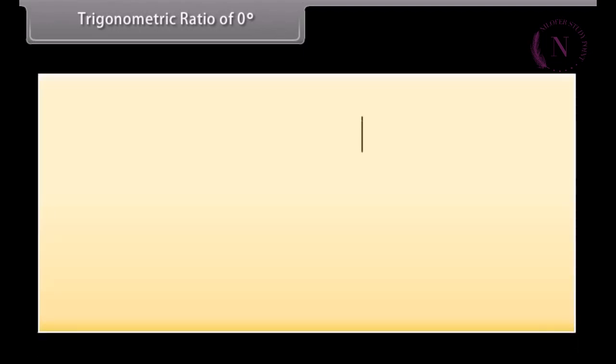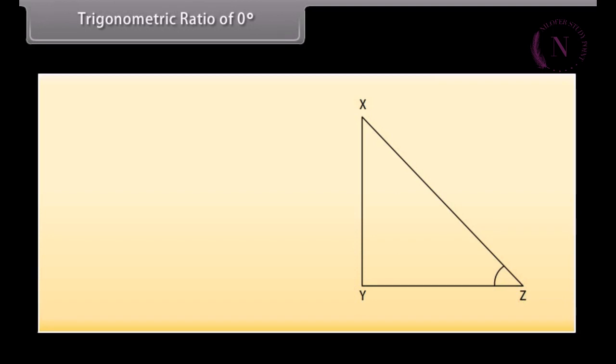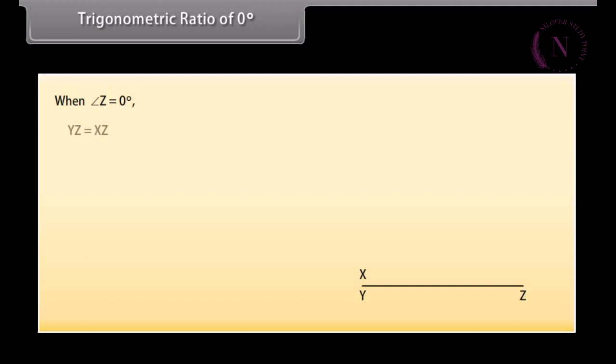Trigonometric ratio of 0 degree. Consider the right-angled triangle XYZ. Reduce the measure of angle Z slowly. You can see that XZ rotates left and becomes flatter. When the measure of angle Z is reduced to 0 degree, XZ merges with YZ and the length of XY is 0.